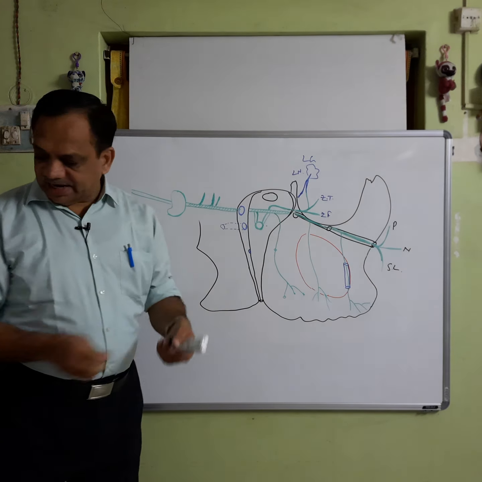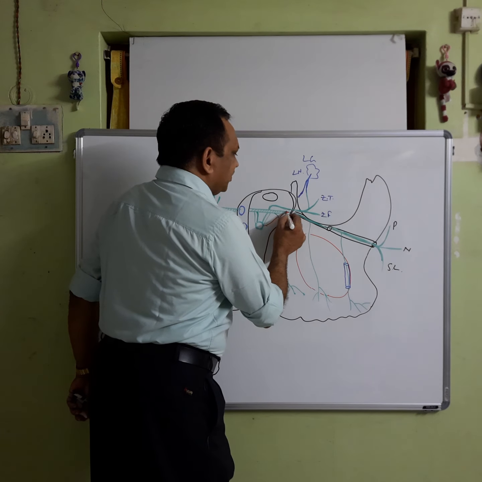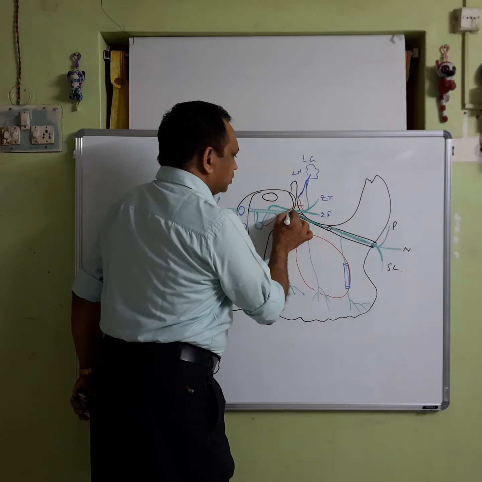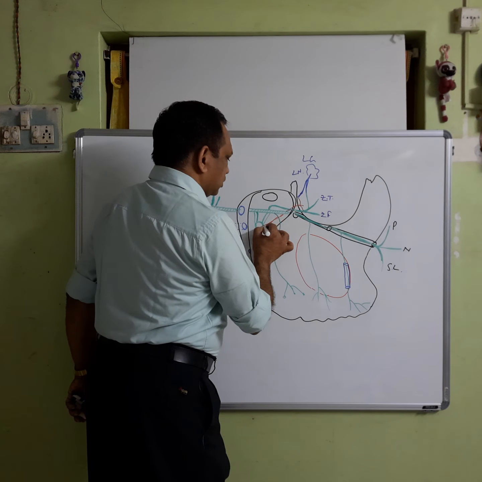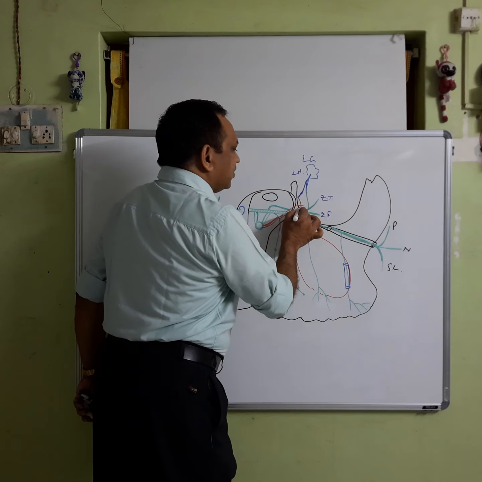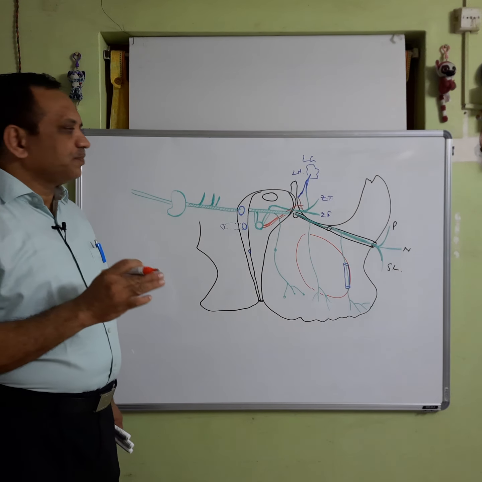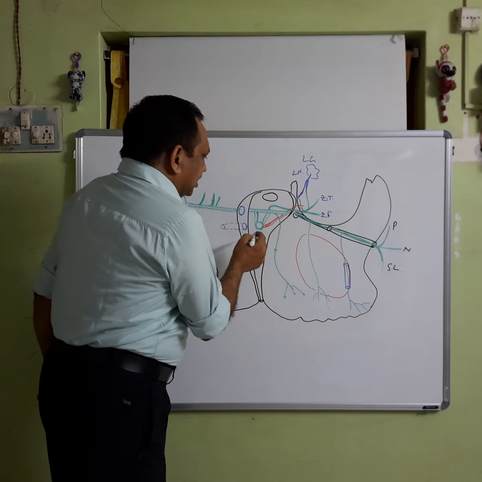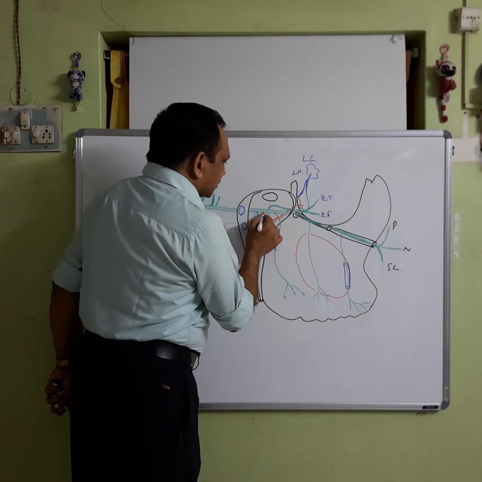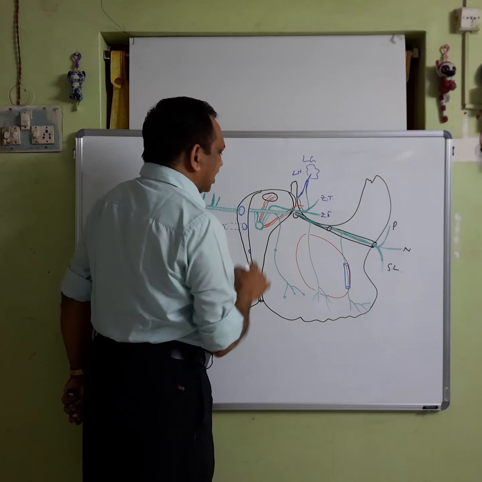So, for easy understanding I will give another color. The orbital branches go through the inferior orbital fissure to innervate the orbitalis muscle, the mucosa of the periosteum of the orbit, and another set of branches which go through the sphenopalatine foramen through the nasal cavity. So, they are called nasal branches.